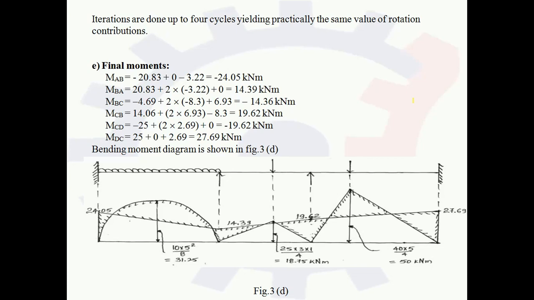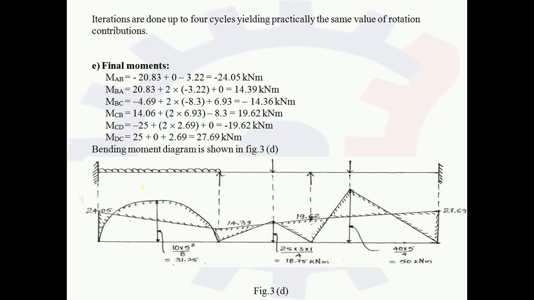From these six values we have to draw the final bending moment diagram. MAB is minus 24.05, the rotation is clockwise, hence it is in the upward direction, so we have drawn it upward, that is 24.05. Now at joint B, BA and BC are the same value. This indicates the structure is in equilibrium, and the sum of the moments at joint B is satisfied, becoming 0. MBA is 14.39 and MBC is minus 14.36, very similar values. If you draw that, the diagram will plot above the line.